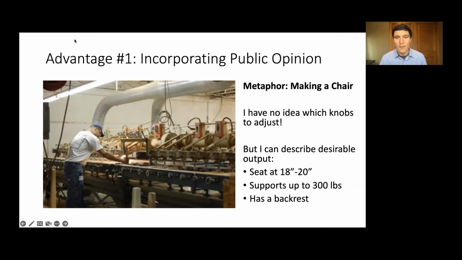But if they came to me and they said, look, we're producing chairs, what features are important to you in a chair? Then I could say, okay, well, I think the seat should be 18 to 20 inches off the floor. I think it's important to me that the chair can support people of different weights, so maybe up to 300 pounds. And I really don't like sitting on chairs that don't have a backrest, so I think every chair should have a backrest, right? I can sort of weigh in on what the final outcome of the process should look like, even if I don't know how to tweak the process to make that outcome happen.